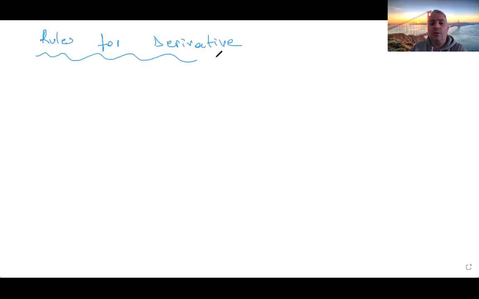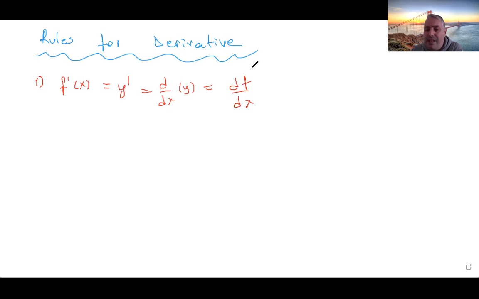For the derivative, there are some crucial rules. The rules for the derivative. Of course, I am not going to write all the rules. The most important rules I will write. So the first thing is we should know f prime of x or y prime or dy/dx or df/dx. These are all the same things.